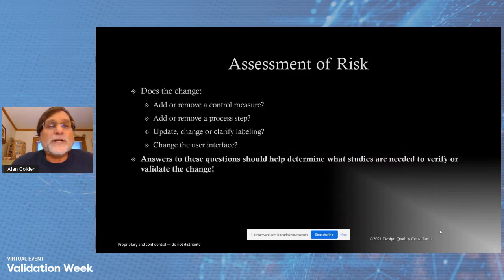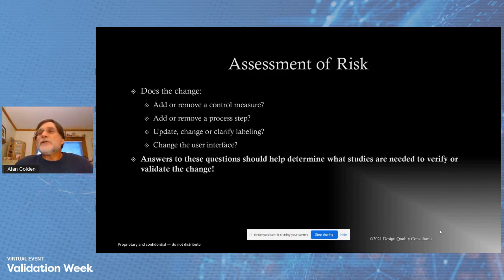So, assessment of risk. You ask yourself a couple of questions. Does the change add or remove a control measure? Add or remove a process step? Update, change, or clarify labeling? And by the way, just as an aside, the worst way to manage risk is labeling. Most of you will probably giggle about that, but it's true. It's because nobody reads the labels. Nobody reads the labeling, at least not the entire label, right? It's a terrible way to manage risk. It is your last resort.